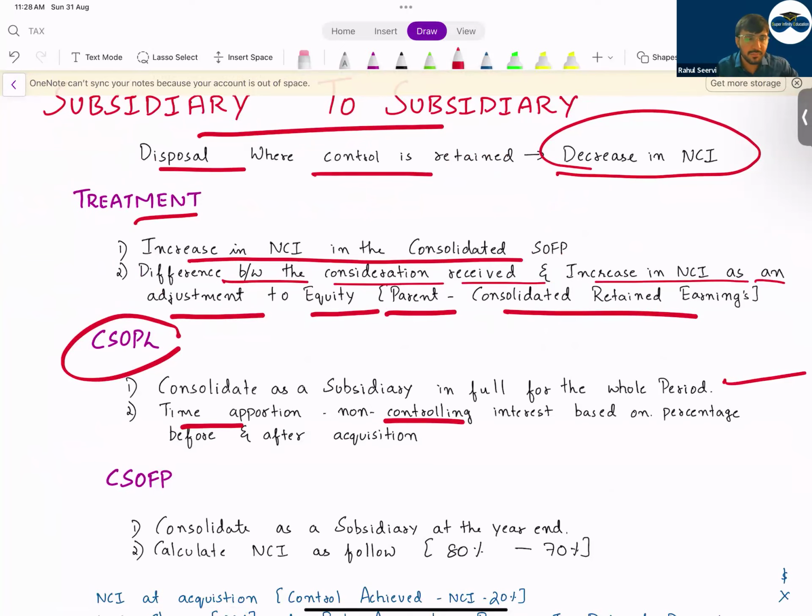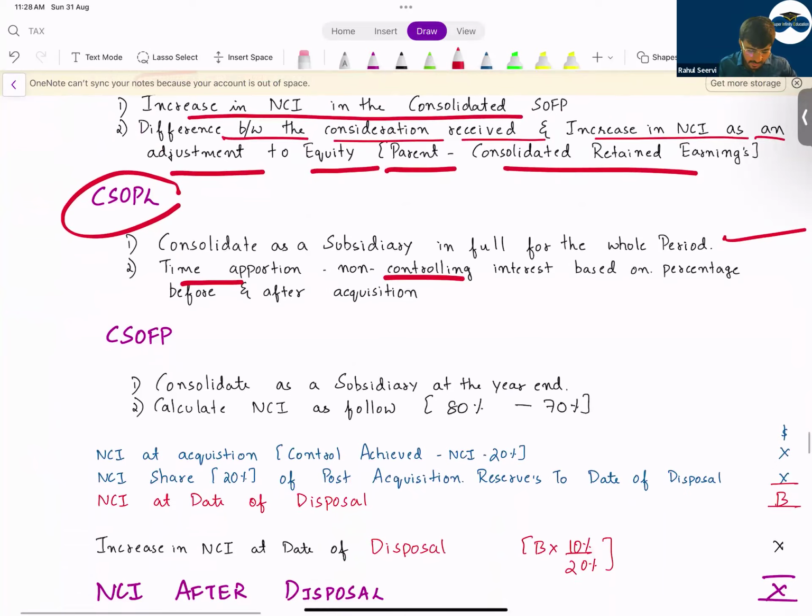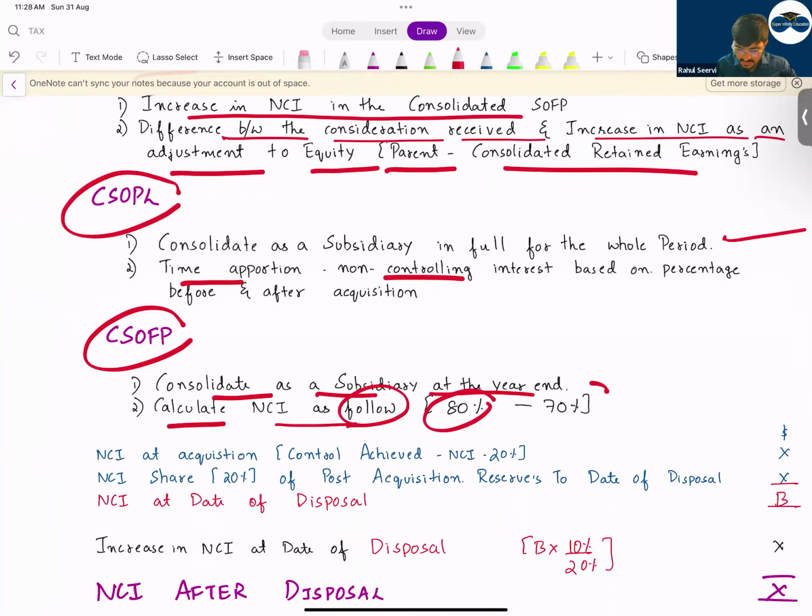Time apportion the NCA before and after acquisition, the profit which we give them. Then in the balance sheet, what should we do? Consolidate as a subsidiary at the year end. Calculate NCA as follows: 80% to 70%.